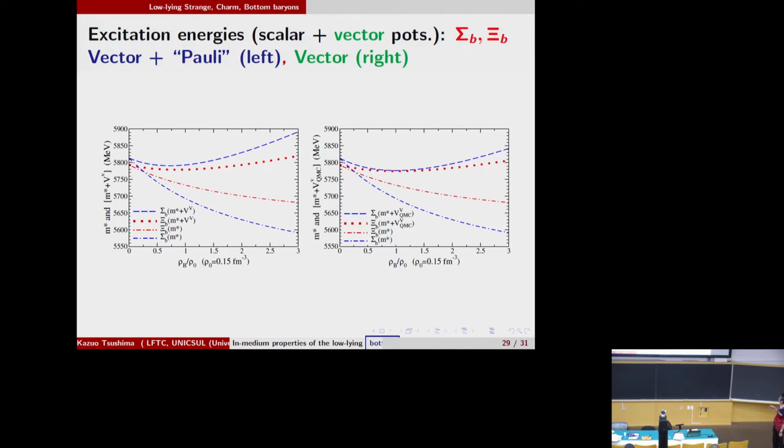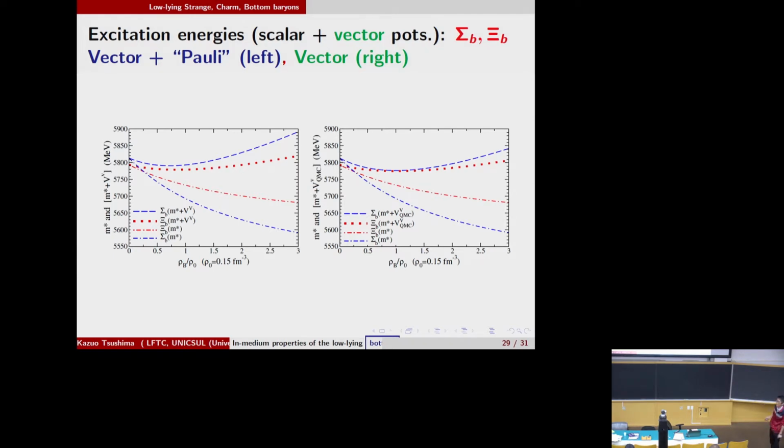Including vector potential, then here around normal nuclear matter density, the energy levels, total energy, are all nearly degenerate. Then you can still find some interesting phenomena. So production of sigma B and cascade B costs similar energy. So the production rate of sigma B and cascade B would be similar, although this is at zero temperature. Including temperature, that is okay.